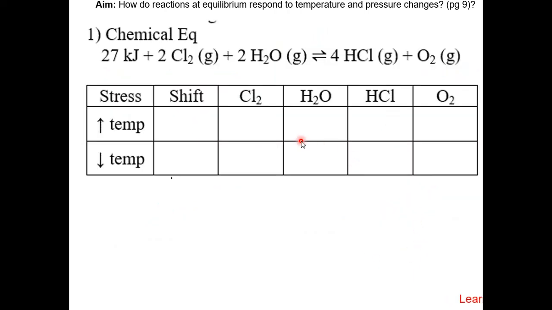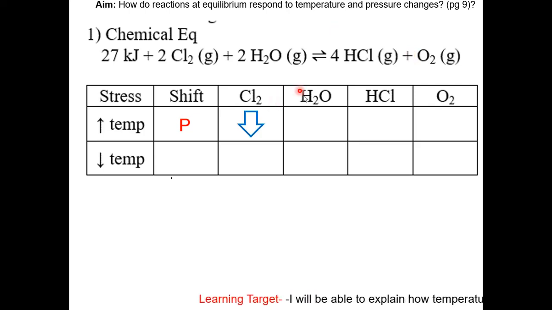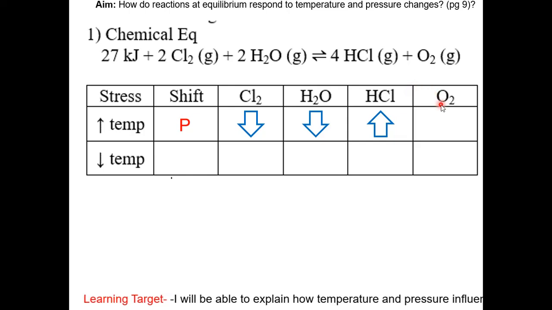Let's look at our first example. Here we're given a chemical equation. Energy is on the reactant side in this equation. When we increase temperature, we're adding energy. Since energy is on the reactant side, it'll shift to the opposite side, which is the products. Since chlorine is on the reactant side, it would decrease. Since water is on the reactant side, it will decrease. Since HCl is on the product side, it will increase. O2 is on the product side as well, it will increase.